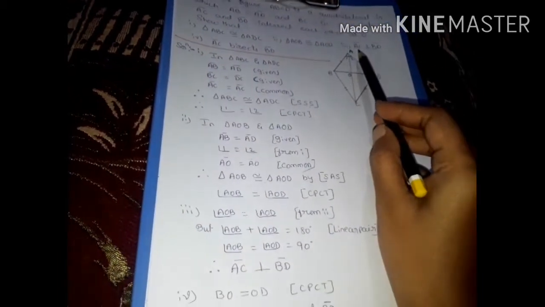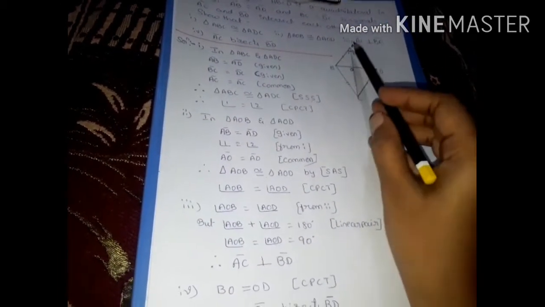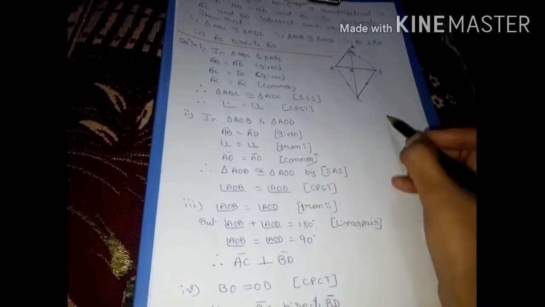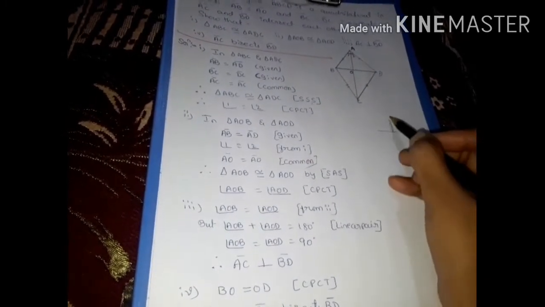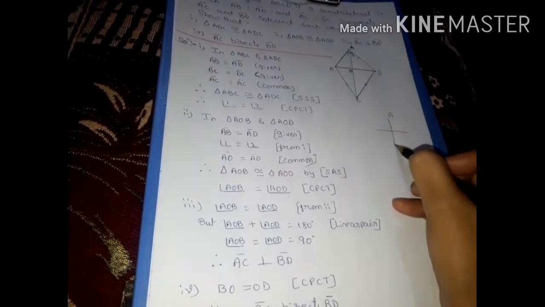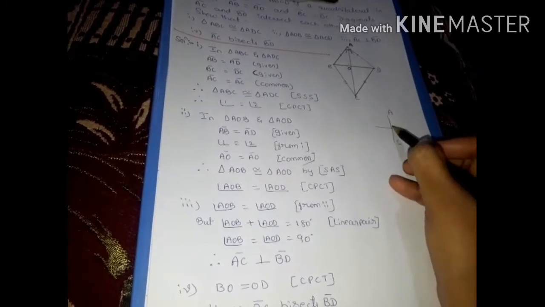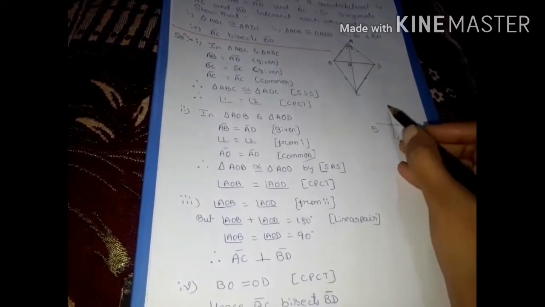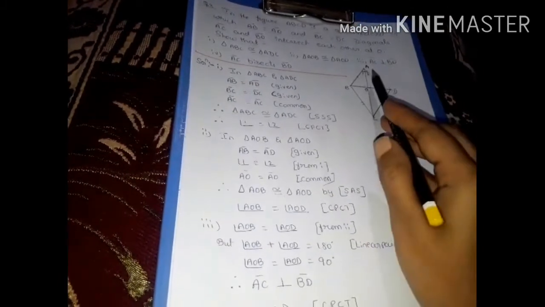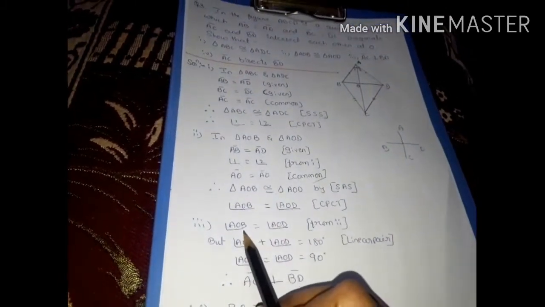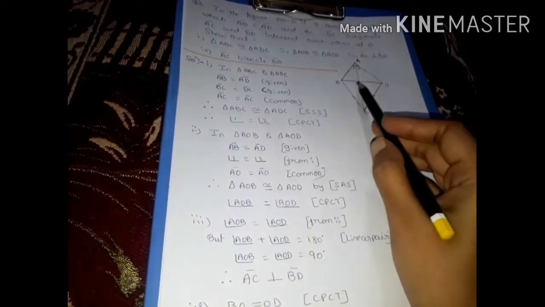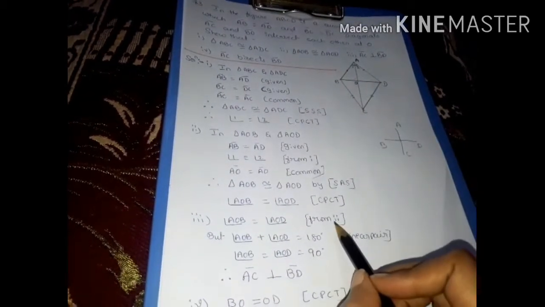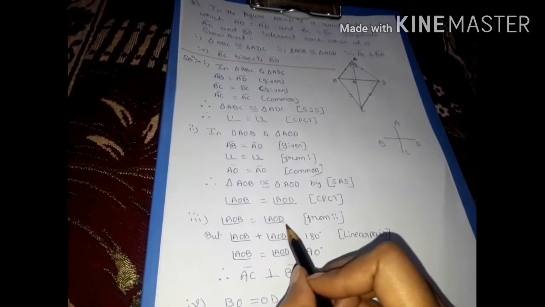Next you have to show AC is perpendicular to BD. Perpendicular means the line AC should make 90 degrees on the line BD. You have to show the line segment AC is perpendicular to BD. To show this, we already proved angle AOB equal to angle AOD from question number 2. So write down that only.